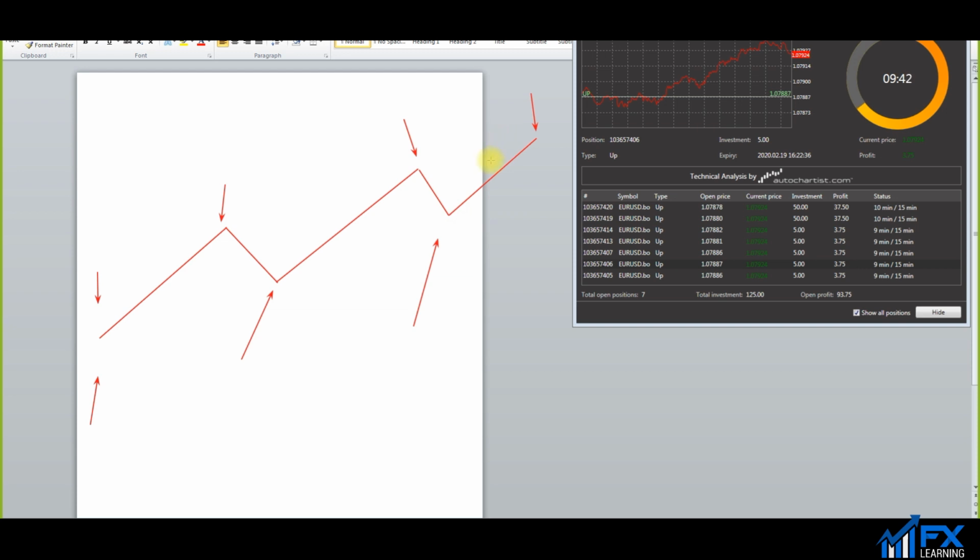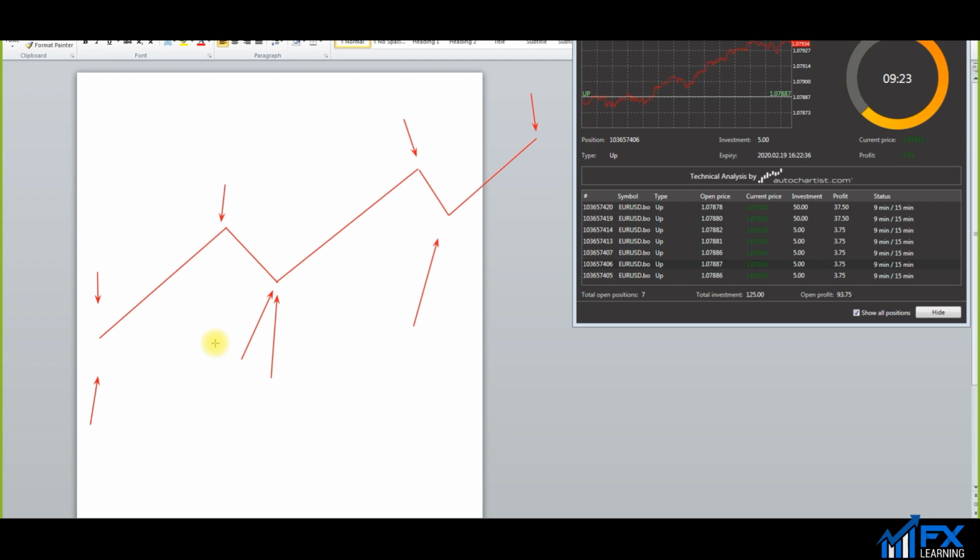Now this pullback strategy is designed for us to get into trades on the pullback. And this is very important. This is a trend trading strategy. So what we want to be doing is entering trades with the trend.